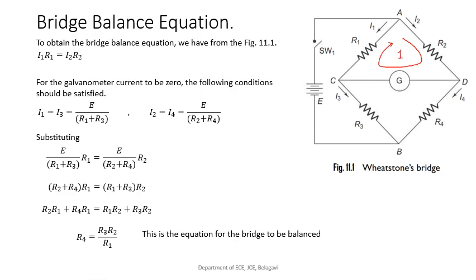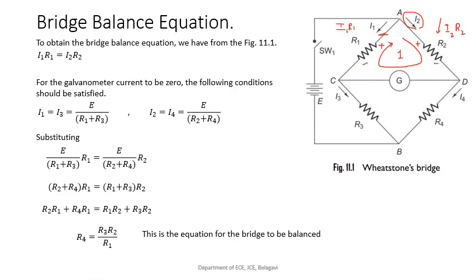Okay, so I2 is flowing like this. Let us say this is plus and minus. So the voltage across this resistance is what? I2 into R2. The voltage across this R2 resistance is I2 into R2. Then you have I1 here that is flowing through R1. So if it is flowing like this, the voltage here will be I1 into R1.